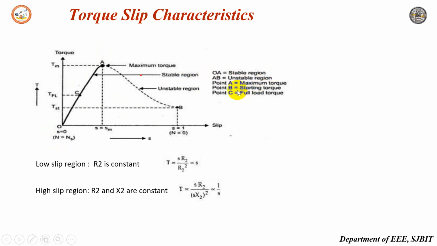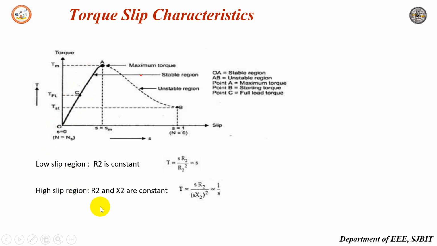So the graph is a straight line where at N equal to NS, S is equal to 0 and T is equal to 0. No torque is generated because N is equal to NS. The motor stops if it tries to achieve the synchronous speed. So torque increases linearly in this region, that is between 0 to A.